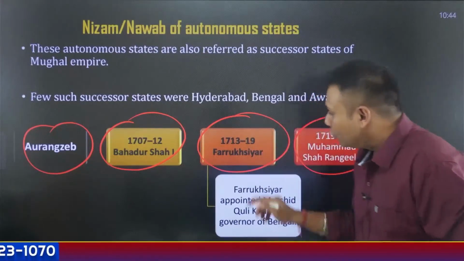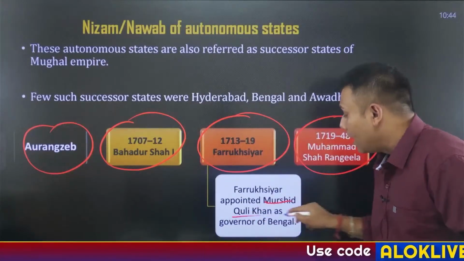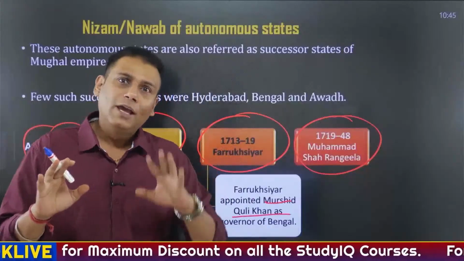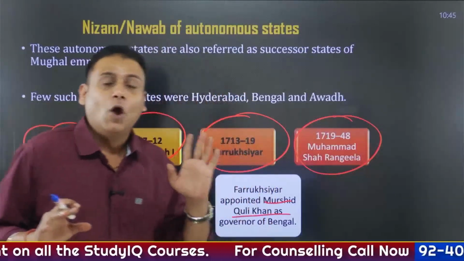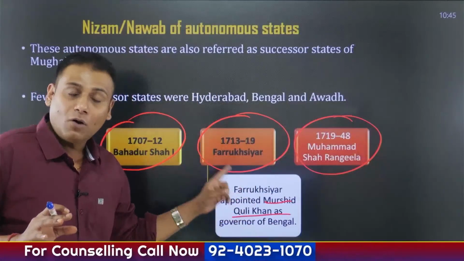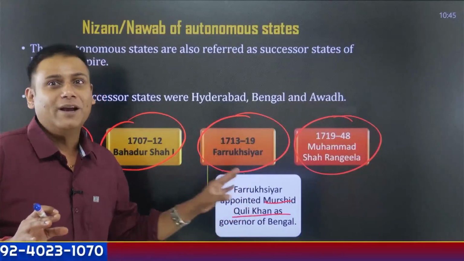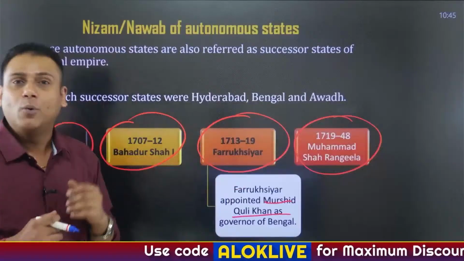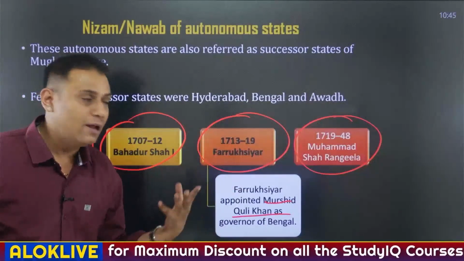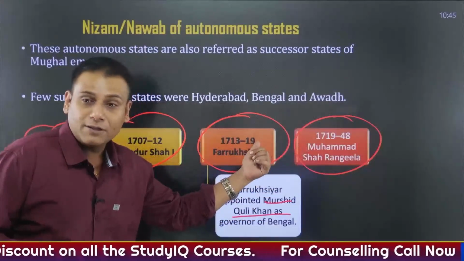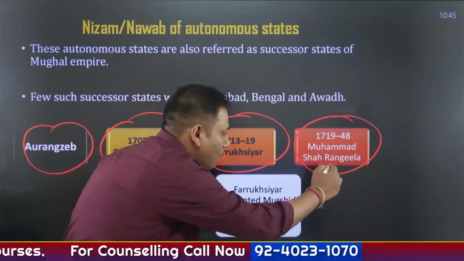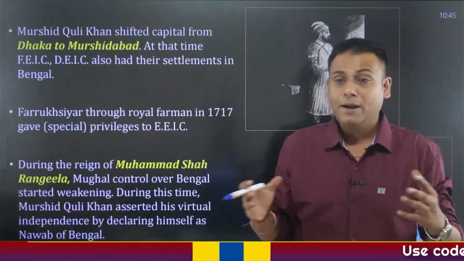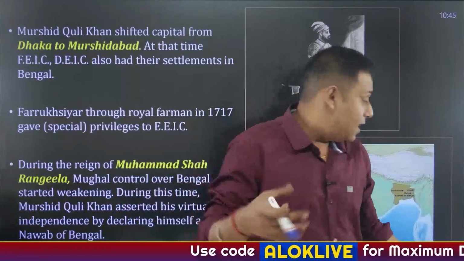Okay. Now Farooq Siyar had appointed Murshid Quli Khan as the governor of Bengal. So in very simple words, although Farooq Siyar was the ruler, the entire administration of the region of Bengal was being taken care of by whom? Murshid Quli Khan. With the passage of time, Murshid Quli Khan started accruing more power and influence. He became so influential in Bengal that during the time of Muhammad Shah Rangila, what happened? Murshid Quli Khan started asserting his independence. He declared himself independent, and in that case, he declared himself the Nawab of Bengal.